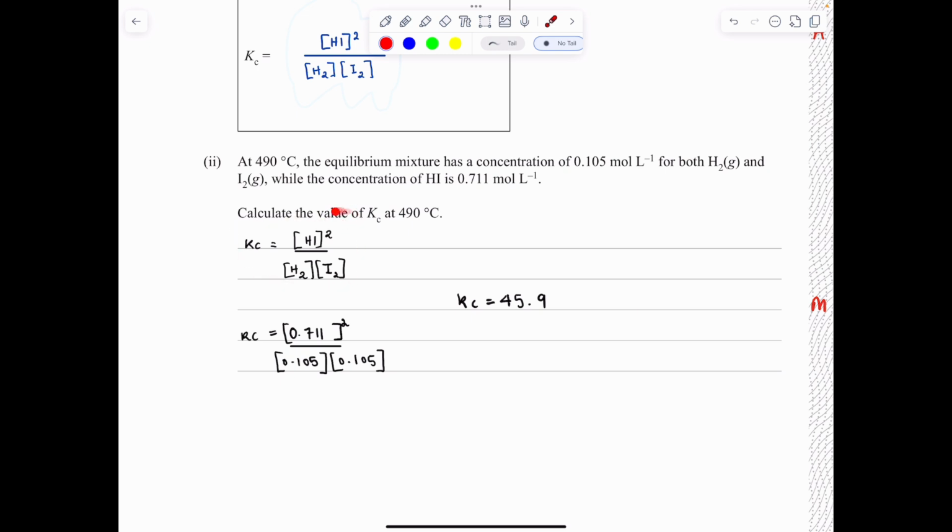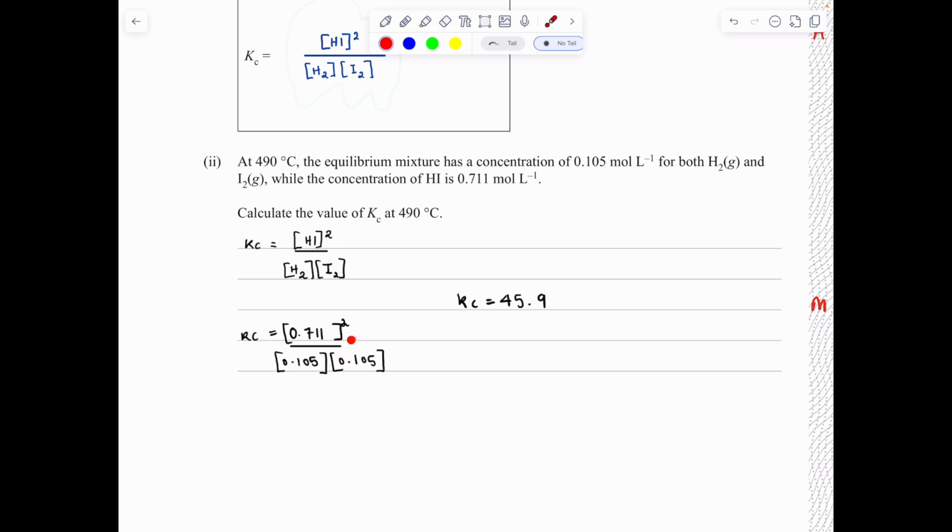Just to explain my process, here I've got the equation, the Kc expression, and I just need to substitute the values that they've given me. So I've got HI, which they tell us is 0.711, and remember the little subscript at the top. Then down below, I have got the concentrations for both H2 and I2, and they're down here. Both of them are going to be 0.105, and I'm going to times them together. There's no symbol between here, but you should know that these are both being timesed, okay?